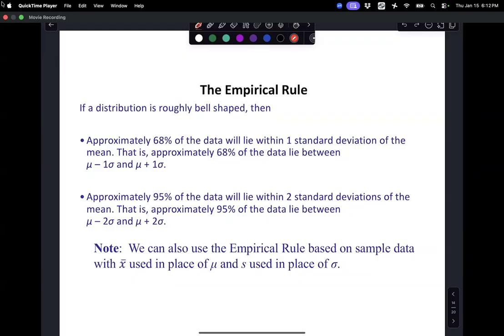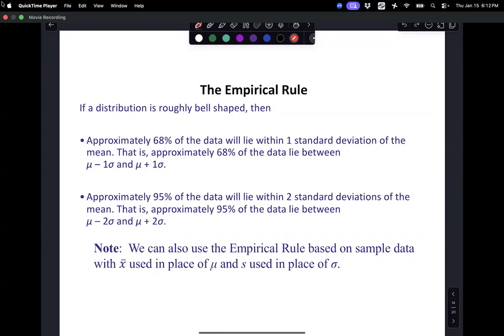Anyway, what the empirical rule tells us is if we have a nice bell-shaped distribution, so you remember what the symmetric bell shape looks like, 68% of our data will be within one standard deviation of the mean. That means if I take that standard deviation we just calculated and I add it to the mean, create a barrier there, then I take that standard deviation and subtract it from the mean and create a barrier there, 68% of my data is going to be within those two barriers. The 95% of my data is going to be within two standard deviations of the mean.